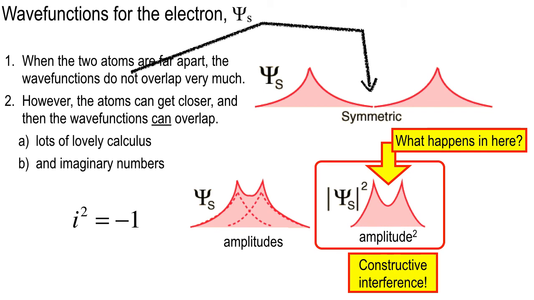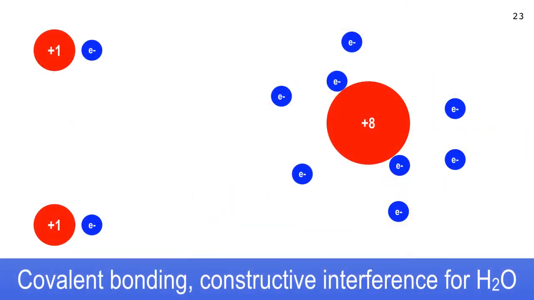Before that, the ionic bonds were easy to understand: electrons being stolen by one atom from another, and then individual ions bonding without any wave interaction. This is different. This is a quantum effect. Now, let's take a look at the covalent bonding and constructive interference situation for H2O.